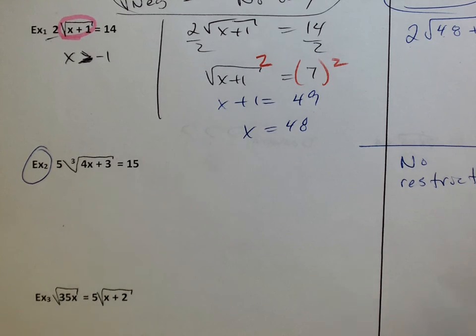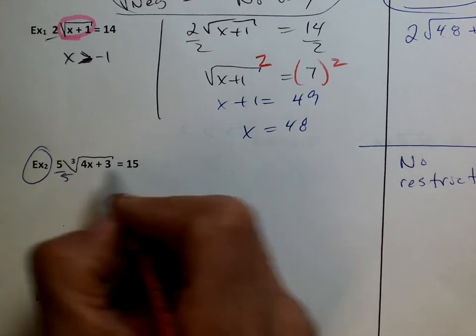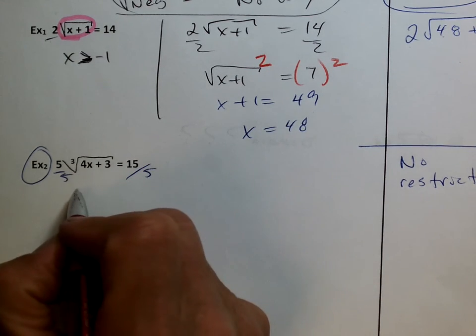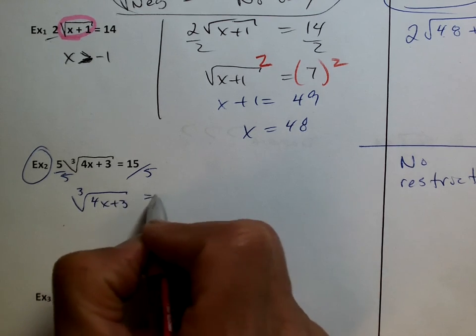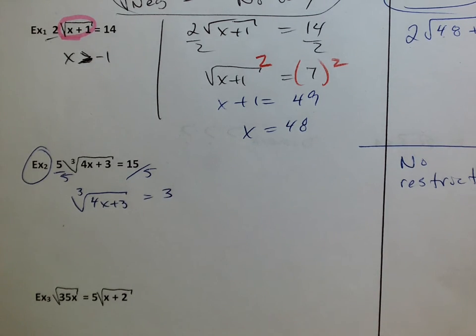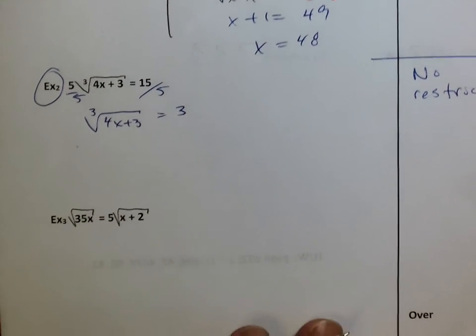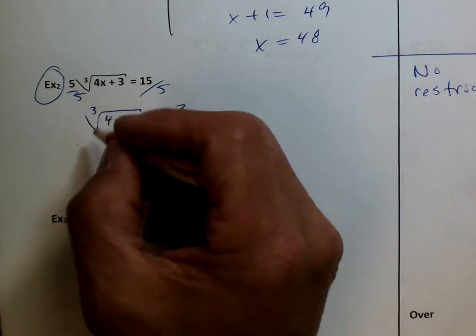Well, let's solve it then. Let's divide by 5. Divide by 5. We'll do the cube root of 4x plus 3 equals 3, right? Let's undo the cube root by doing what? Cubing it, right? We're going to cube it.